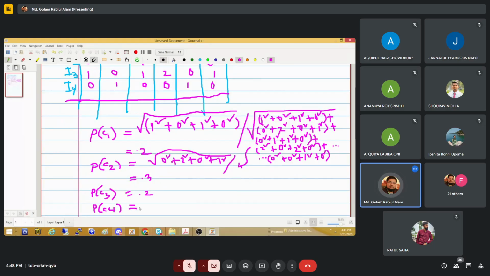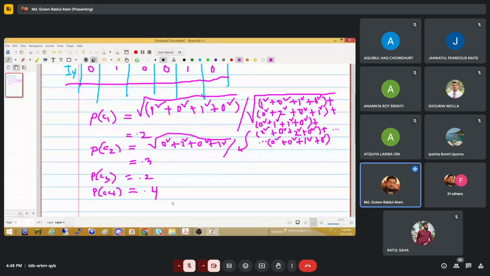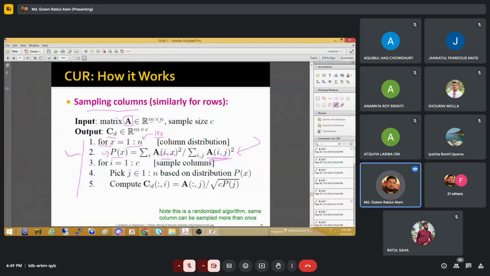This one is maybe 0.4. So in this way we have to find out the probability distribution for the columns. Each and every column will get some probability. That is in step 2. So in step 2 we will get the probability distribution, specifically for each and every feature, every feature or every column.